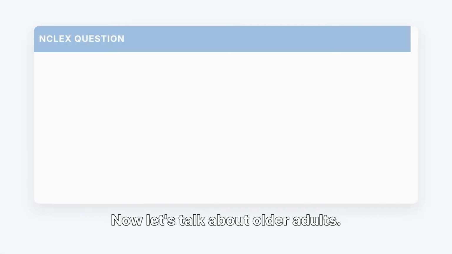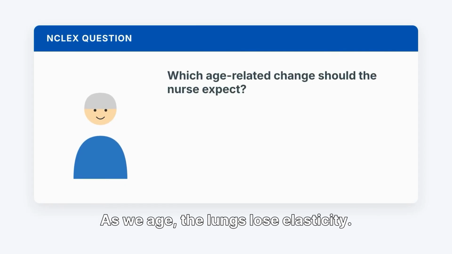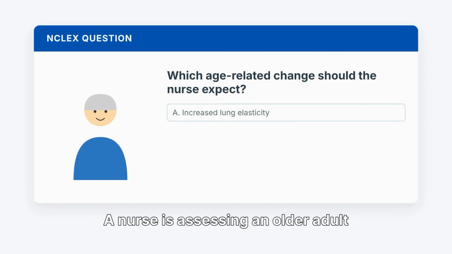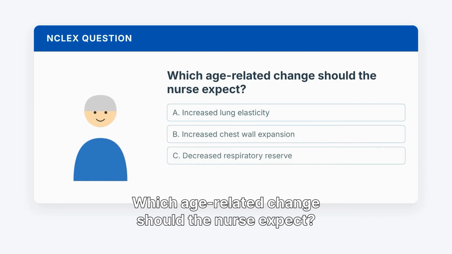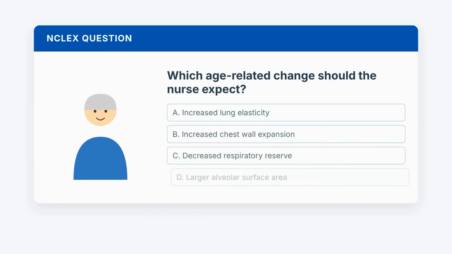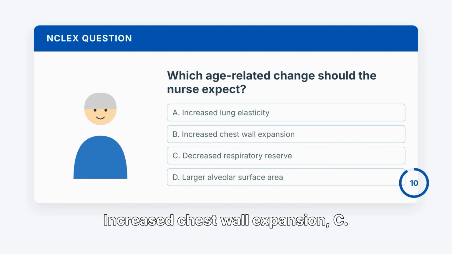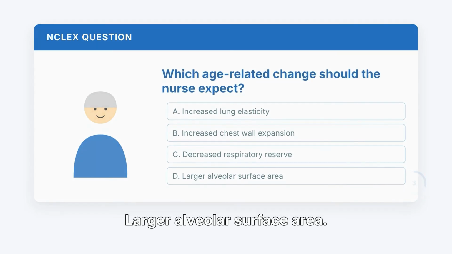Now let's talk about older adults. As we age, the lungs lose elasticity. Gas exchange becomes less efficient. A nurse is assessing an older adult patient. Which age-related change should the nurse expect? A. Increased lung elasticity. B. Increased chest wall expansion. C. Decreased respiratory reserve. D. Larger alveolar surface area.